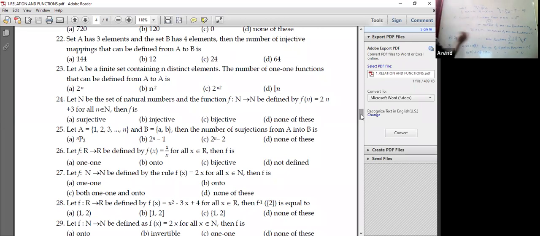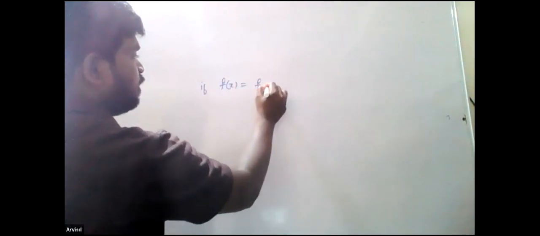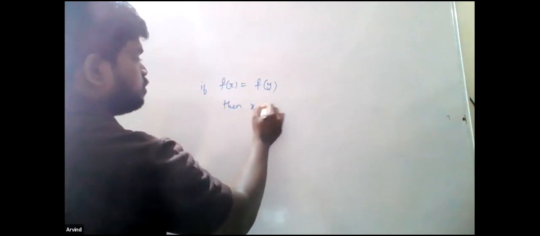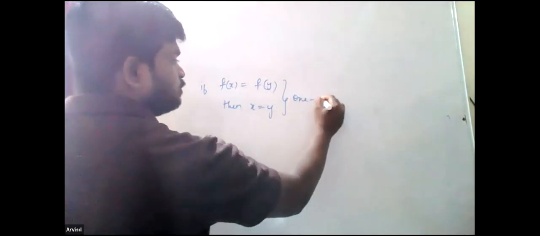So let me erase this. I'll just recall what is 1-1 and onto. See, to check whether it is 1-1 or not, you use this condition: if f of x is equal to f of y, then x should be equal to y. This is used for 1-1.